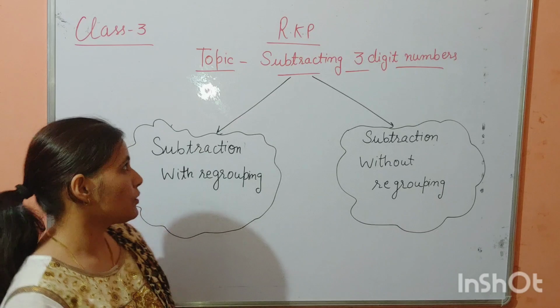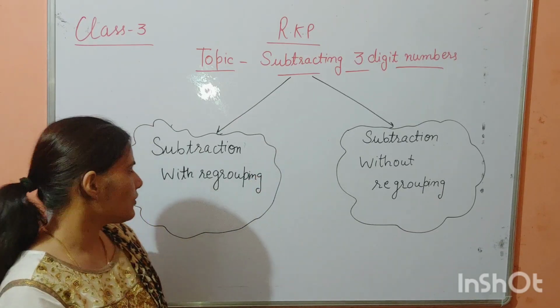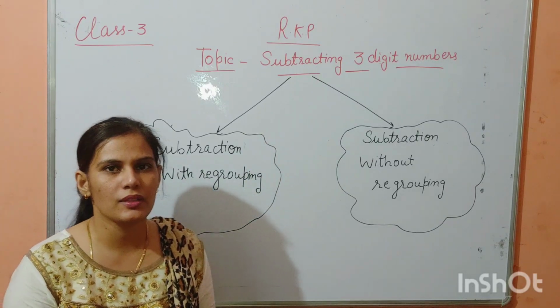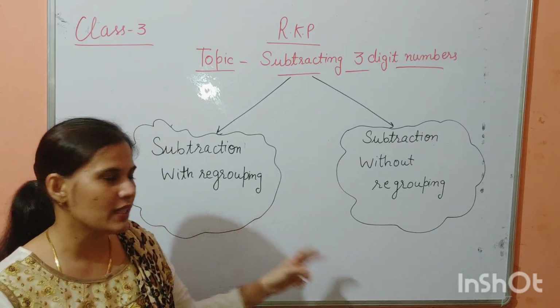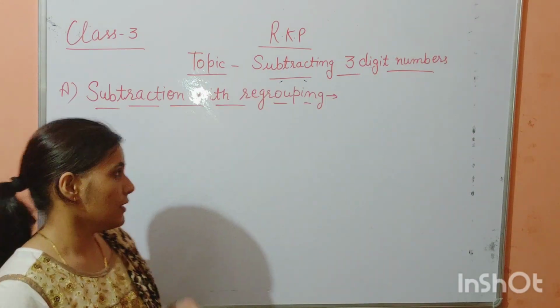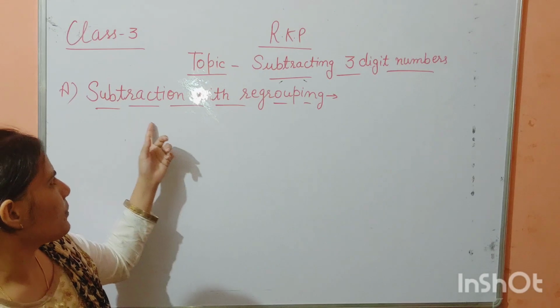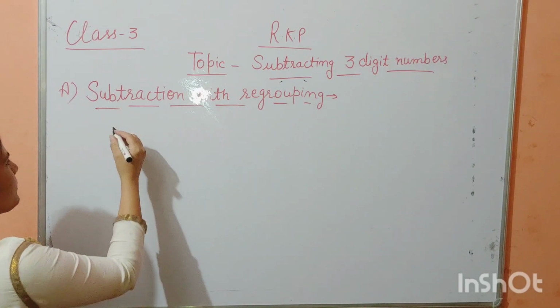So students, today our topic is subtracting 3-digit numbers. We can do subtraction of 3-digit numbers in 2 types. One is subtraction with regrouping, and the second one is subtraction without regrouping. So students, now we are going to discuss subtraction with regrouping. So let's take an example.